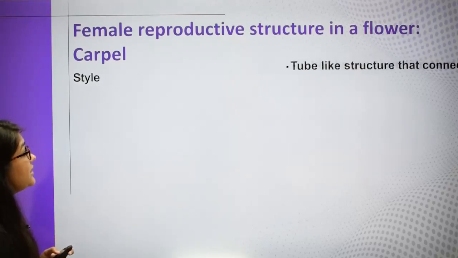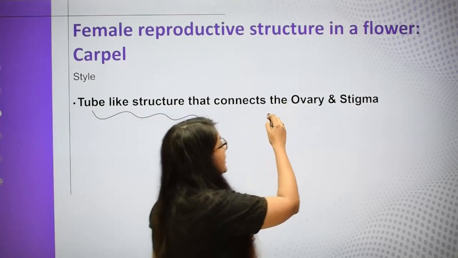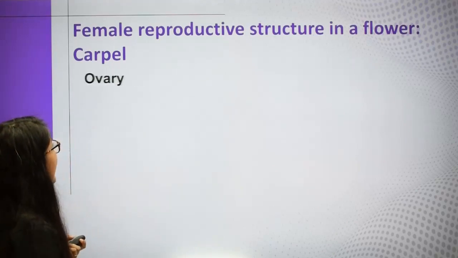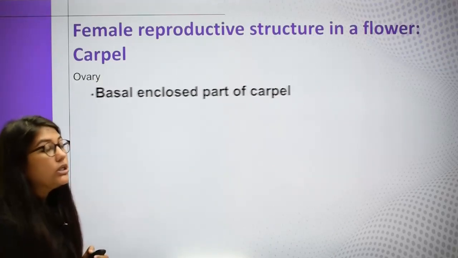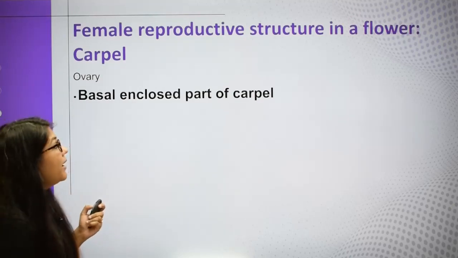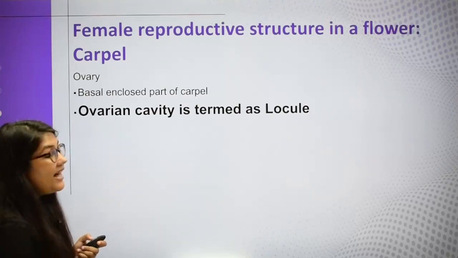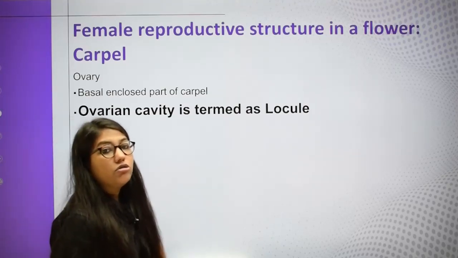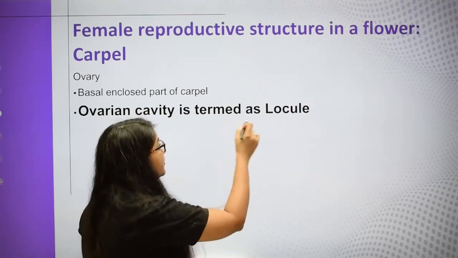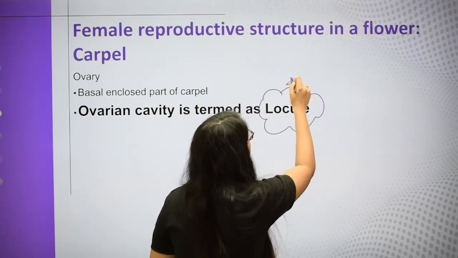Now the next part is the style. Style is nothing but a tube-like structure that connects the ovary and the stigma, right? We had seen this in the diagram. Now ovary, the most important part. Ovary is the basal enclosed part of the carpel, right? It was present at the base. Ovarian cavity is termed as locule. तो ovary के अंदर जो space होता है, the cavity, what is the term that we are using for that? The term that we are using for that is locule.